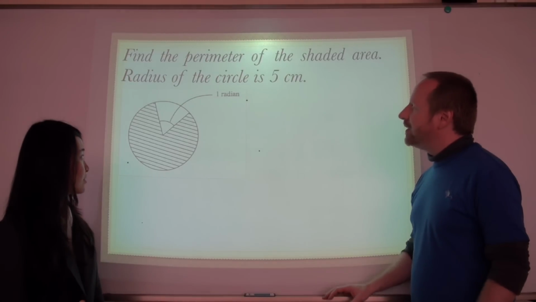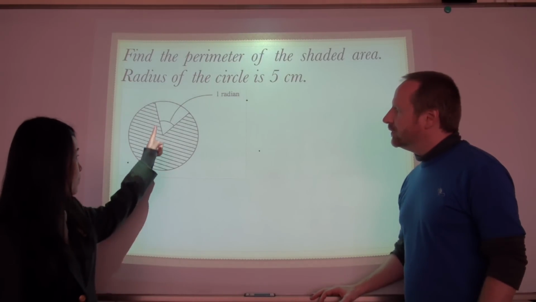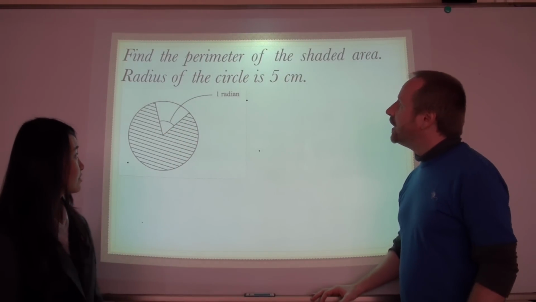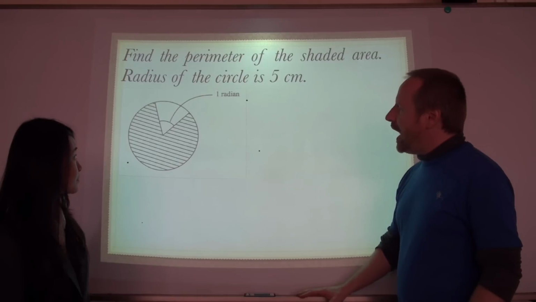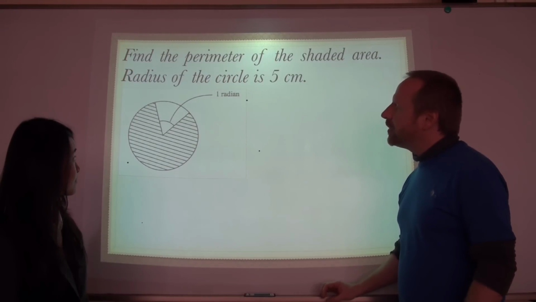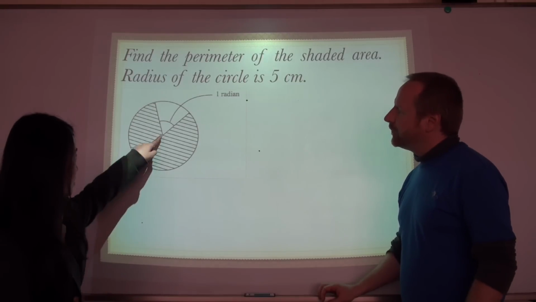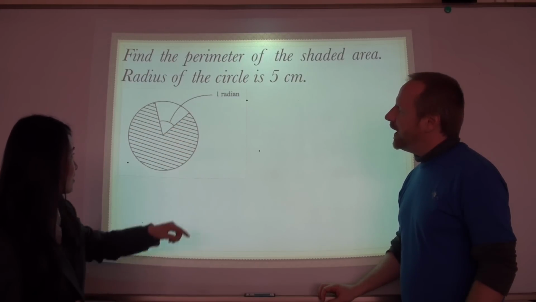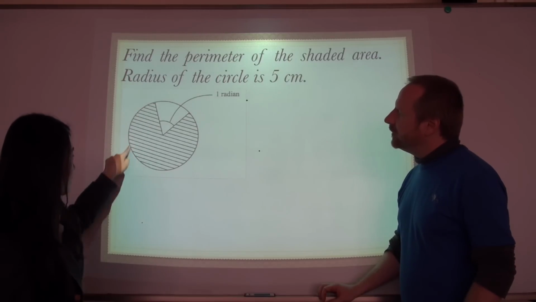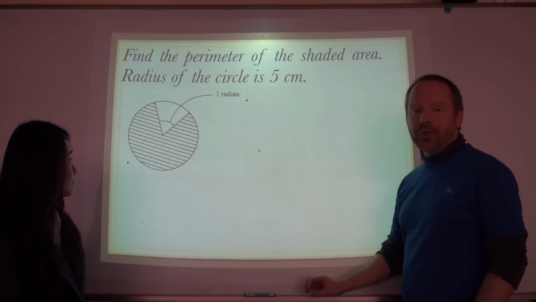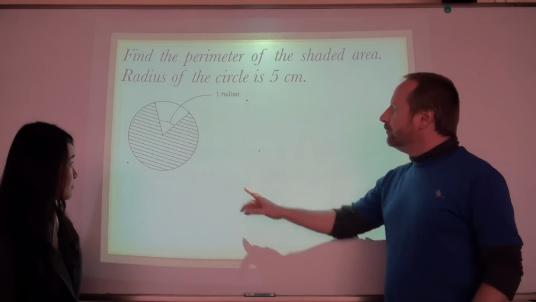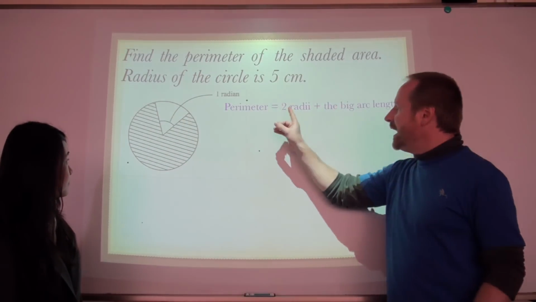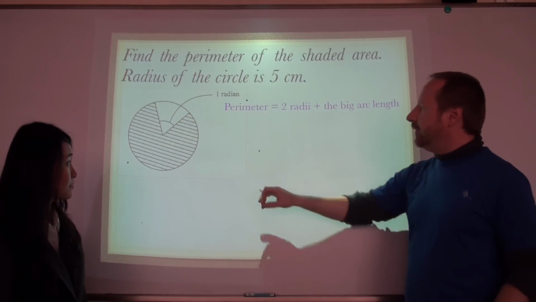Okay, so the radius is 5 centimeters, and what else? The angle is 1 radian. Very good. Now, if we're going to find the perimeter, how many parts to the perimeter are there? I guess here in this part. And what else? Oh, this part too. Very good. So there's going to be 3 parts in total. The 2 radiuses, or radii, and the big arc length.